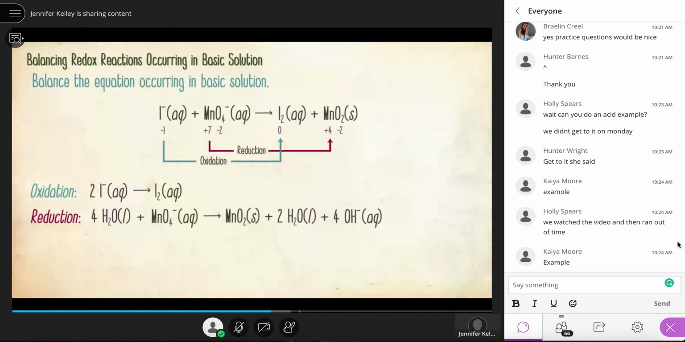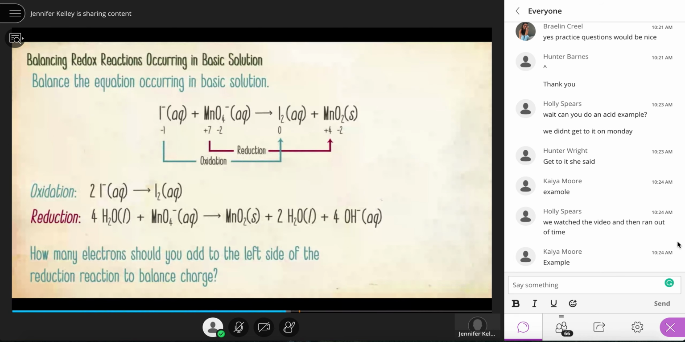The next step is to balance each half reaction with respect to charge by adding electrons to make the charge equal on both sides. Go ahead and try that yourself. How many electrons should you add to the left side of the reduction reaction to balance the charge? A, 2, B, 3, or C, 4?